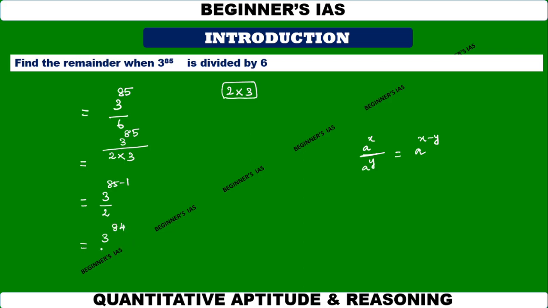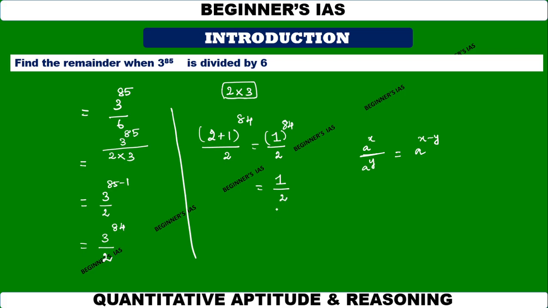Here what I am doing is, this 3 can be expressed as 2 plus 1. This is 2 plus 1 the whole power 84 divisible by 2. In this case 2 is divisible by 2, yes, of course. Then write it as 1 power 84 divisible by 2. 1 power anything is simply 1, and 1 divided by 2 leaves remainder 1. But be sure that here the remainder is 1, but this is not the answer.